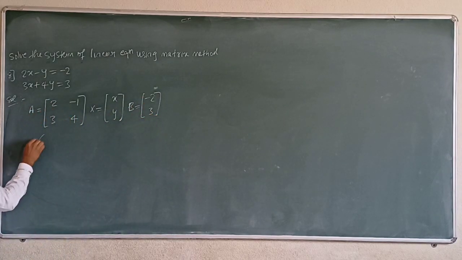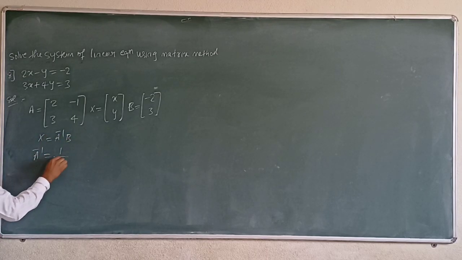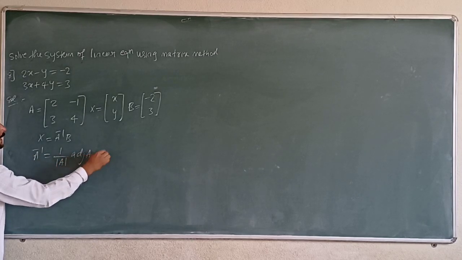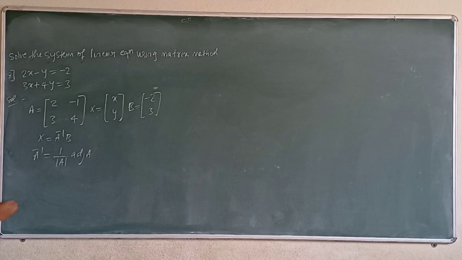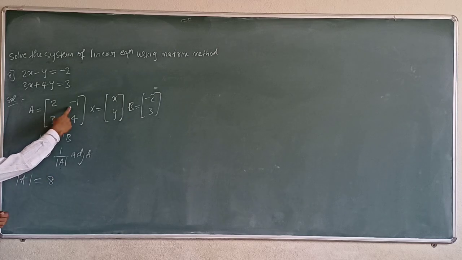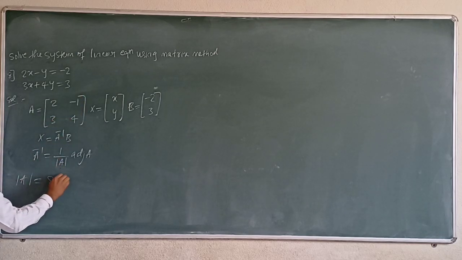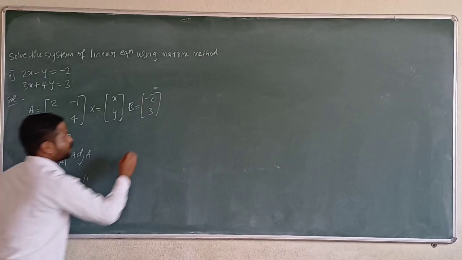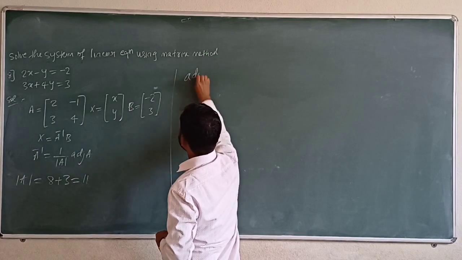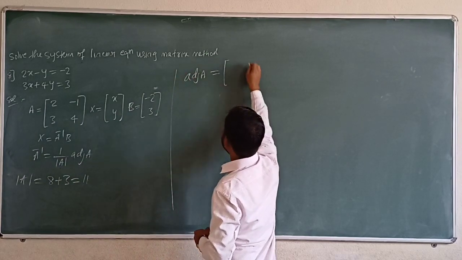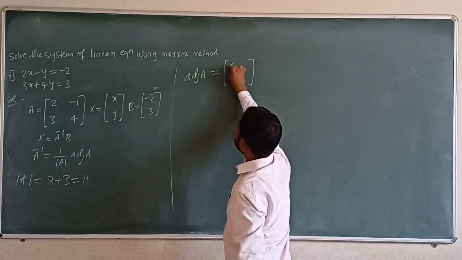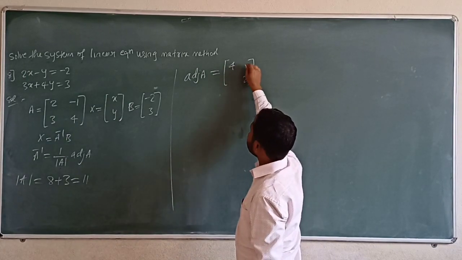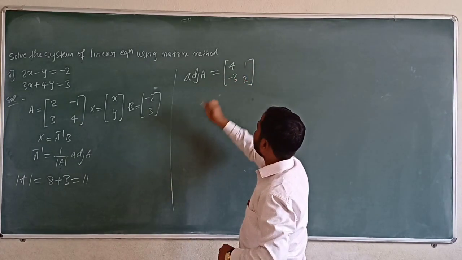Right. We know that X is equal to A inverse into B. What is the A inverse formula? 1 divided by determinant of A into adjoint of A. Find out the determinant of A here. Determinant of A is equal to 2 4s are 8, minus into minus plus, 3 1s are 3. 8 plus 3 is 11. Take up the adjoint now. Adjoint of A is equal to: interchange the diagonals. 2 4 becomes 4 2. Change the signs: minus 1 becomes plus 1, plus 3 becomes minus 3.